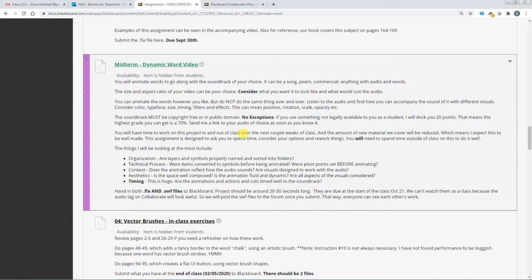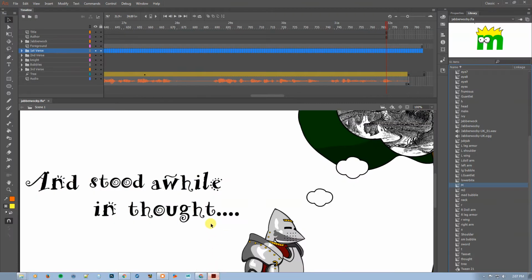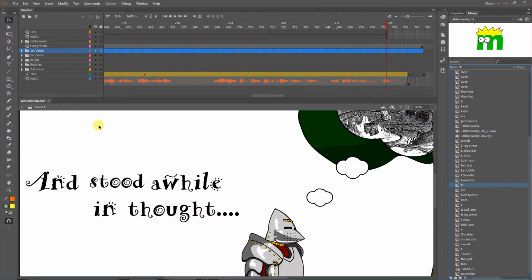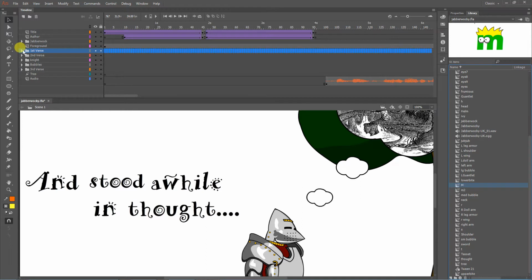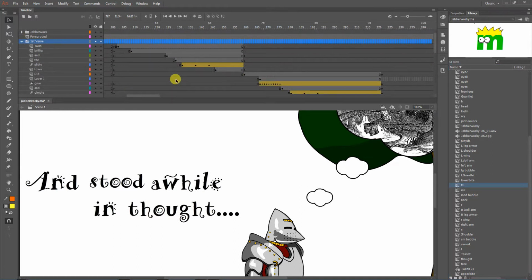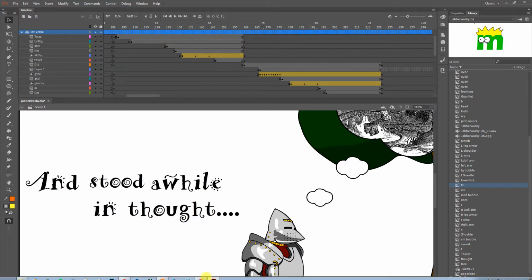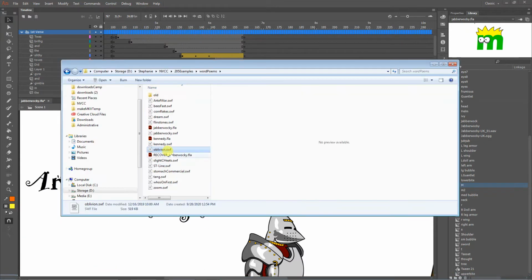So things that we are looking at for this assignment: organization. So are our layers and symbols properly named, sorted into folders and everything. And so I have a different project up. It's a Jabberwocky poem, and we can see this person used folders because each of the verses, they did individual words. Actually, I guess I should show you what this looks like so you know what I'm talking about. So stand by.